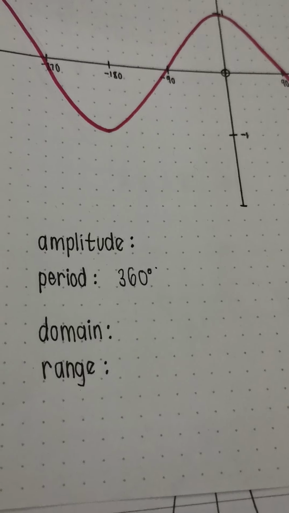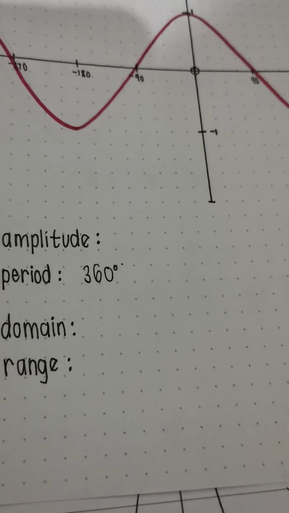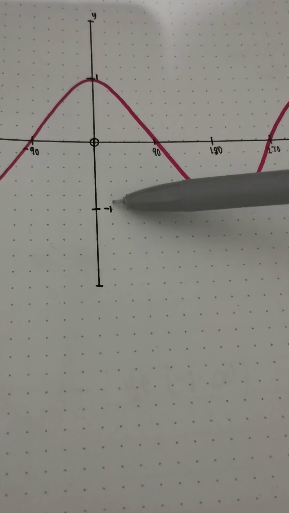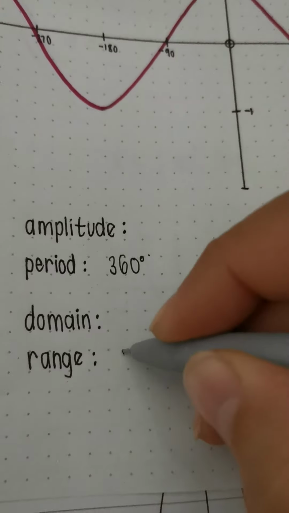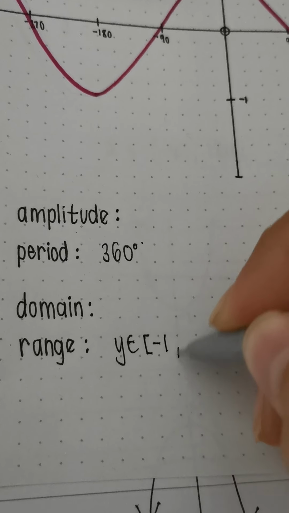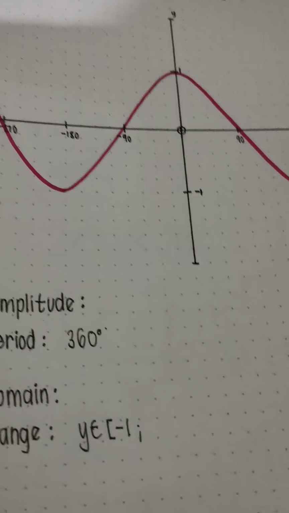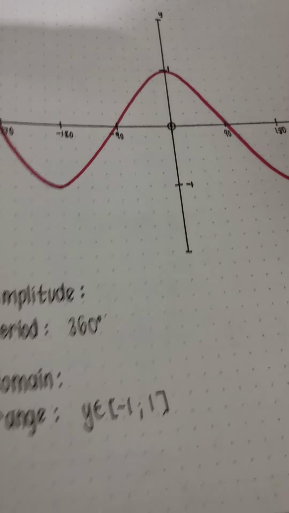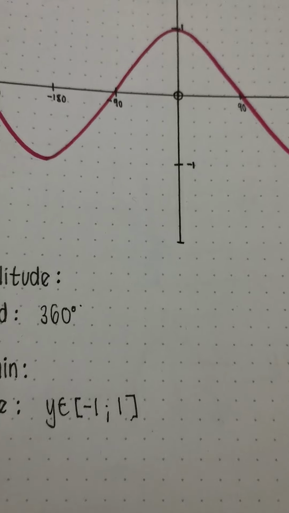For the range, very similar to how we calculated the range of the sine graph, the lowest value that it can go to in terms of y is -1. So y is an element of between -1 and the highest value, the maximum value it can go to, is +1. And we close that bracket. We know that it's a square bracket because both these values are included.